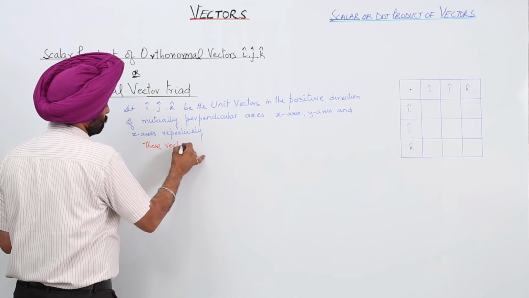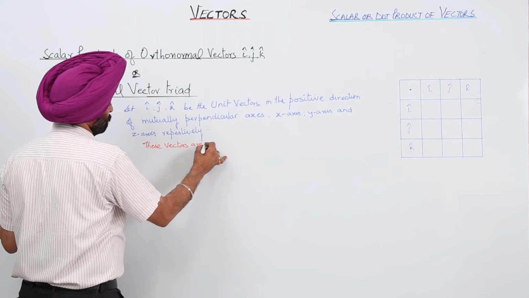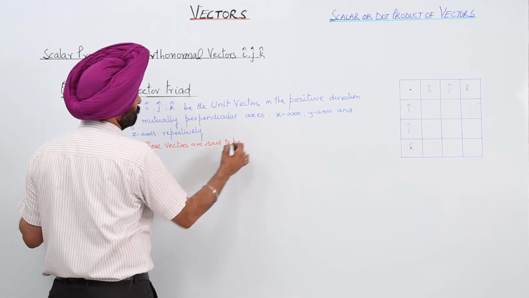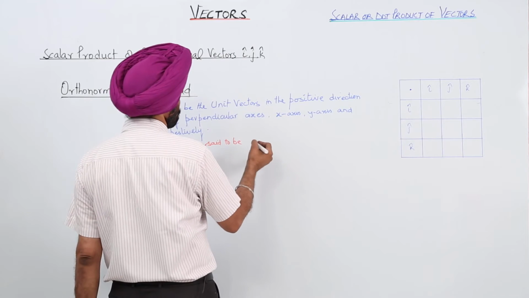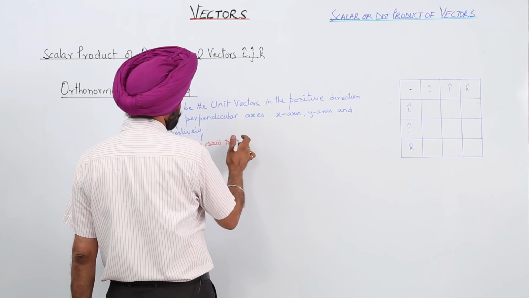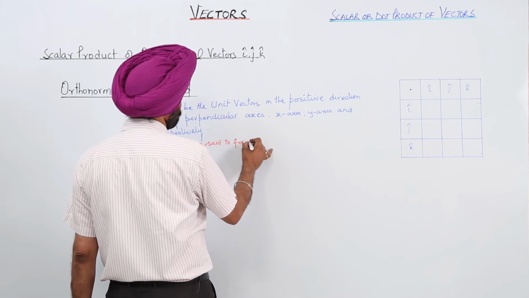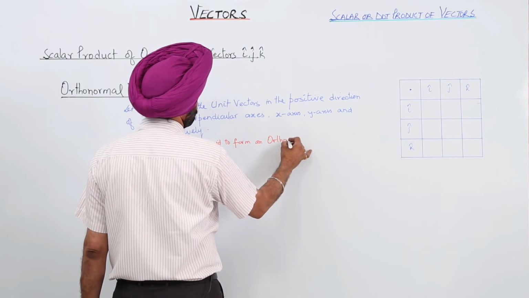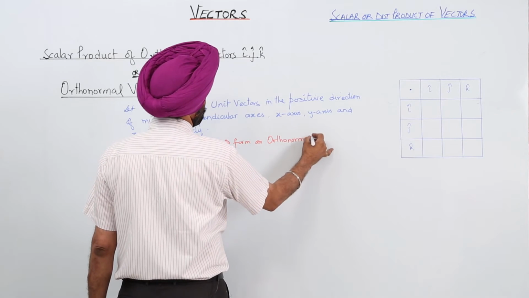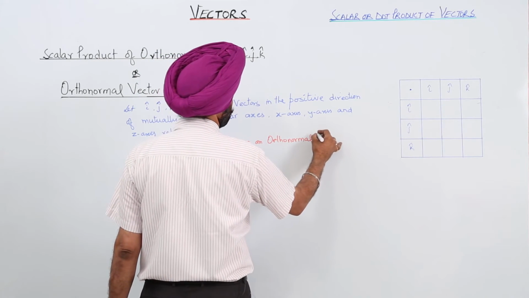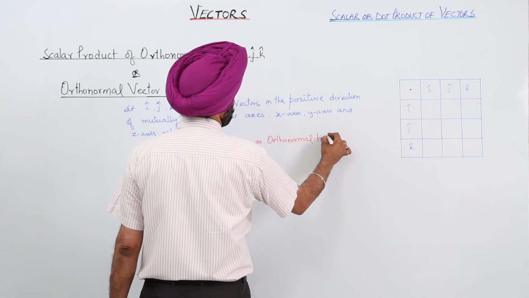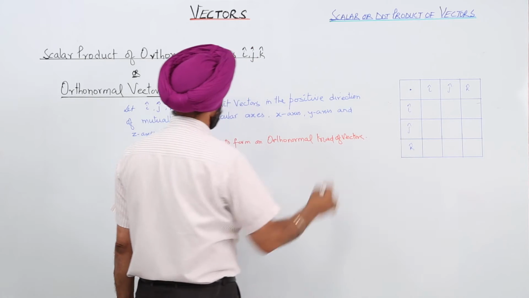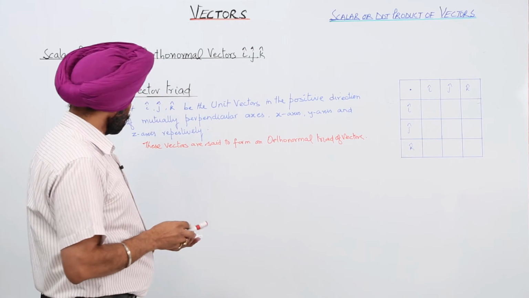These vectors are said to form an orthonormal triad of vectors. Okay. Now basically what it is.